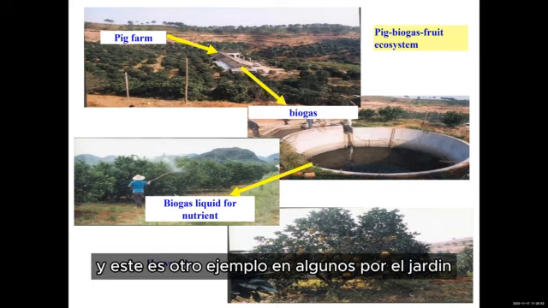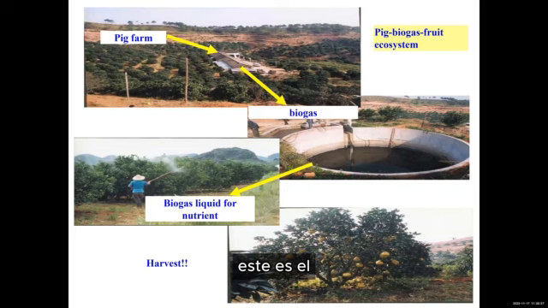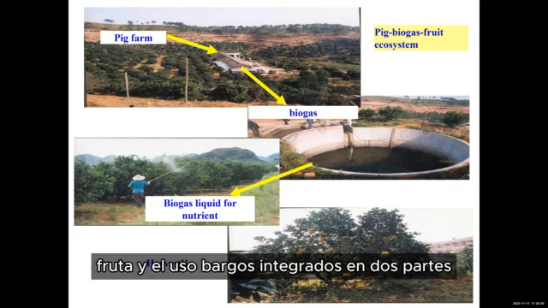And this is another example in some fruit garden. You see this is a pig farm. This is fruit, and they use biogas to integrate the two parts.